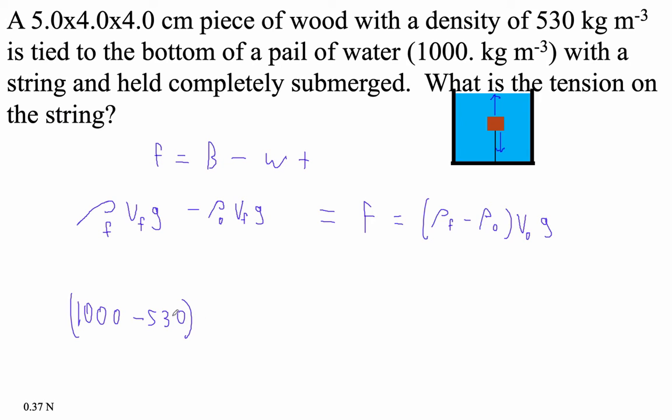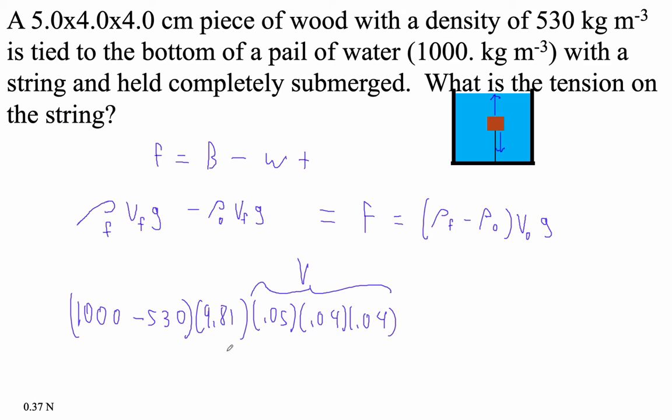Now, sometimes it's downward, like if the object's more dense than the fluid. Sometimes it's upward, right? Times 9.81 times 0.05 times 0.04 times 0.04. And this is, of course, the volume. I'm doing rho g V. That's okay, right? So this is our volume, right? It's just length times width times height.